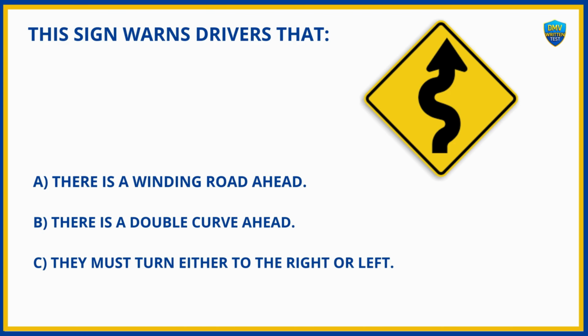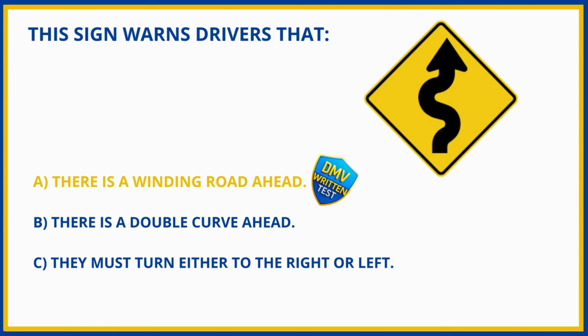This sign warns drivers that A. There is a winding road ahead. B. There is a double curve ahead. C. They must turn either to the right or left. And the answer is A. There is a winding road ahead.